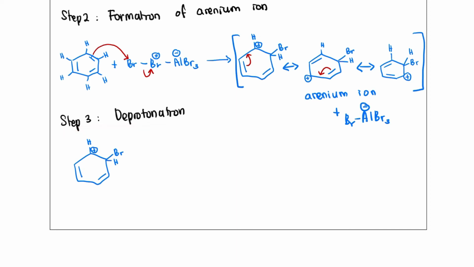Okay, step 3 is deprotonation. Okay, for step 3, you can use any of your uranium ion here. Okay, kalau kamu nak ambil yang tengah ni boleh, ambil ni boleh, tapi saya ambil yang inilah, yang the first one. Okay, so this is my uranium ion. Okay, dekat sini deprotonation. Deprotonation means kita akan buang hidrogen. Okay, so sebab apa kita nak buang hidrogen? Because we want to get back this double bond. Okay, kita nak dapatkan balik double bond benzene ring.